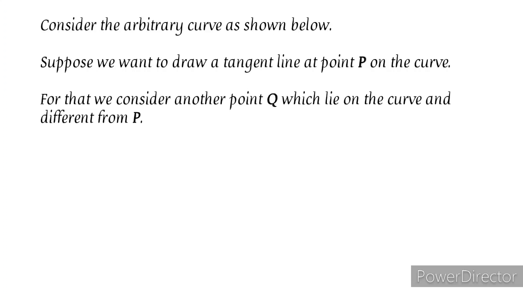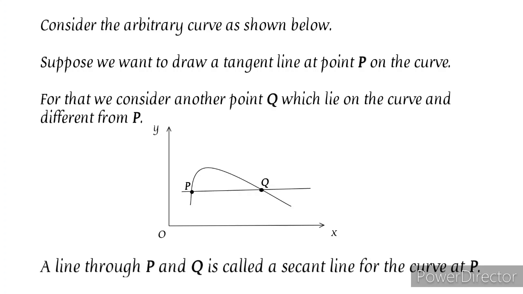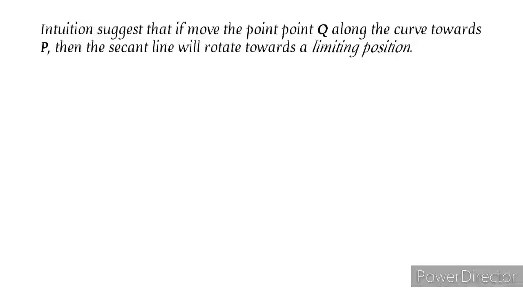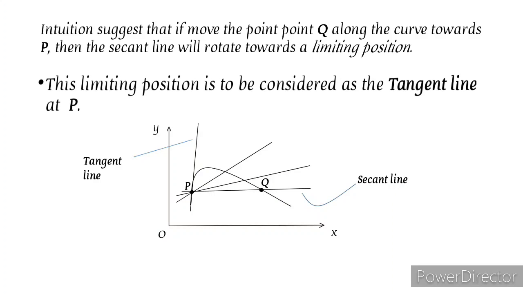Consider the arbitrary curve as shown below. Now suppose we want to draw a tangent line at point P on the curve. For that we consider another point Q which lies on the curve and is different from P. A line through P and Q is called the secant line for the curve at P. Intuition suggests that if we move the point Q along the curve towards P, then the secant line will rotate towards a limiting position as shown in the diagram below. This limiting position is to be considered as the tangent line at P.